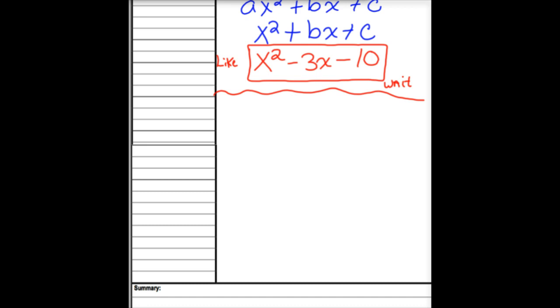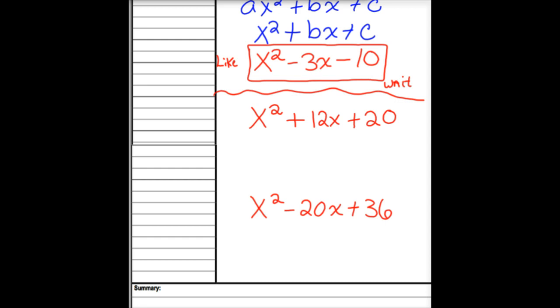So we're going to take a minute and go x squared plus 12x plus 20. We're going to factor that one. And we're going to factor x squared minus 20x plus 36. So we're going to review, first of all, how we factored when that c, or that last term, was positive, so that we can see what happens when we make it a negative.